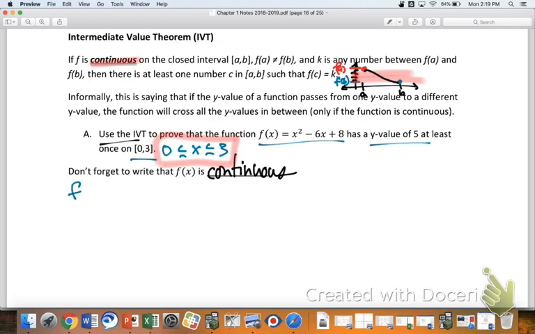So let's do this real quick. She said plug in a 0. So if I plug in a 0, what do I get? 8. So there's an input and an output. Let's try the 1. What happens when I plug in the 1? 1 minus 6, negative 5. Yeah, plus 8 is 3.